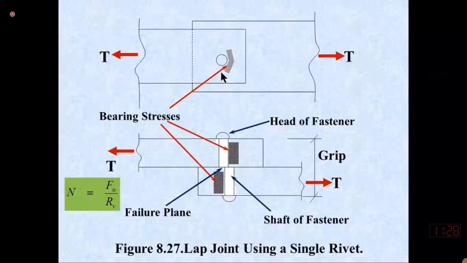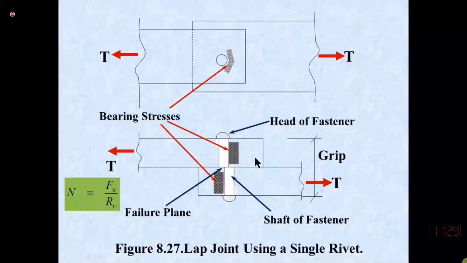And then we are having the head of the fastener. In case of the rivet, we are having the head. In case of the bolt, we are having the head of the bolt on one side and the nut on the other side. So if tensile force is acting in this plate in one direction and tensile force is acting in the other direction, then we have two types of stresses which may act here.